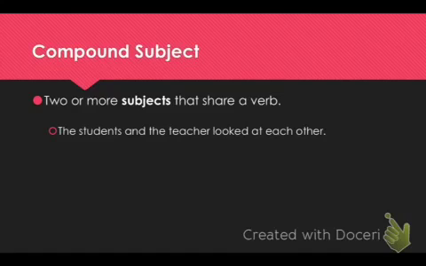A sentence has a compound subject if it has two or more subjects that share a verb. So in this sentence, the students and the teacher looked at each other. Students, teacher is the compound subject, and to review what we went over in the previous slide, the students and the teacher would be the complete subject.